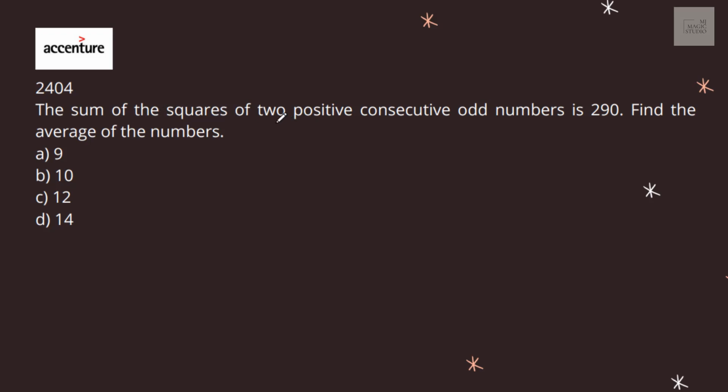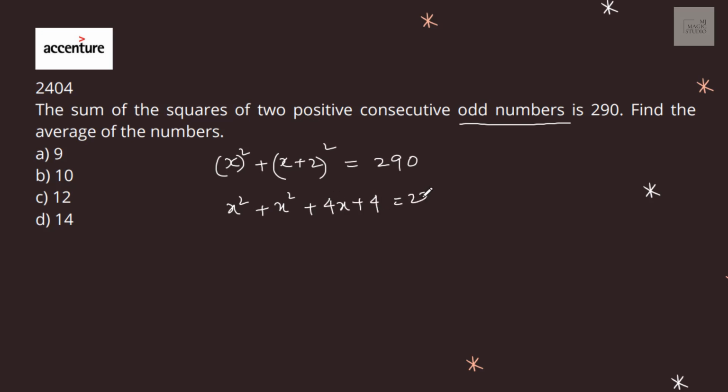The sum of the squares of two positive consecutive odd numbers. So if I take the first number as x, the next consecutive odd number would be x plus 2. Now the square of this plus the square of this is equal to 290. That means x square plus x square plus 4x plus 4 is equal to 290. So 2x square plus 4x equals 290 minus 4, which is 286.